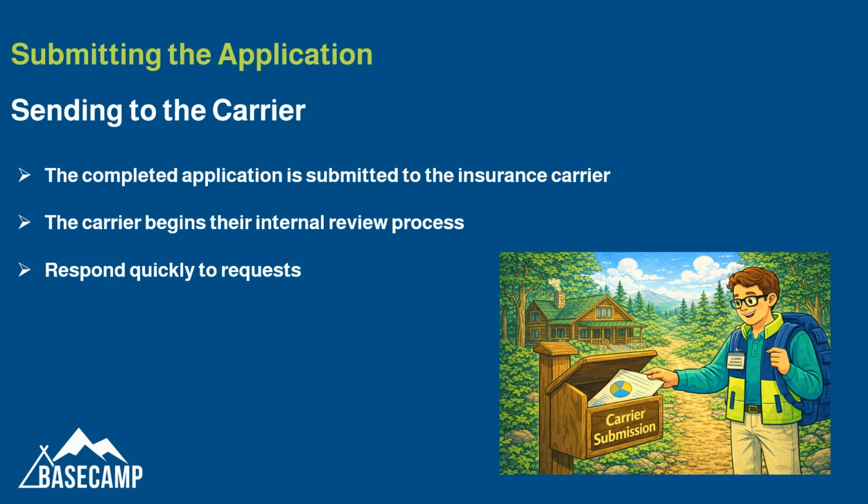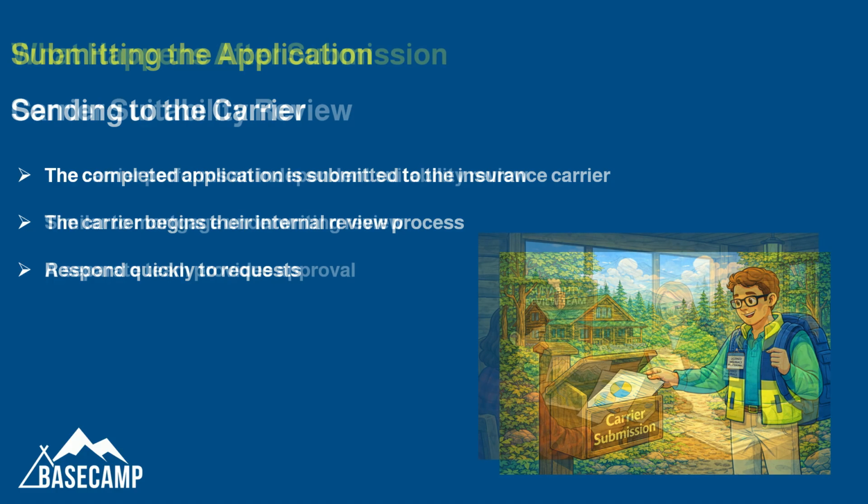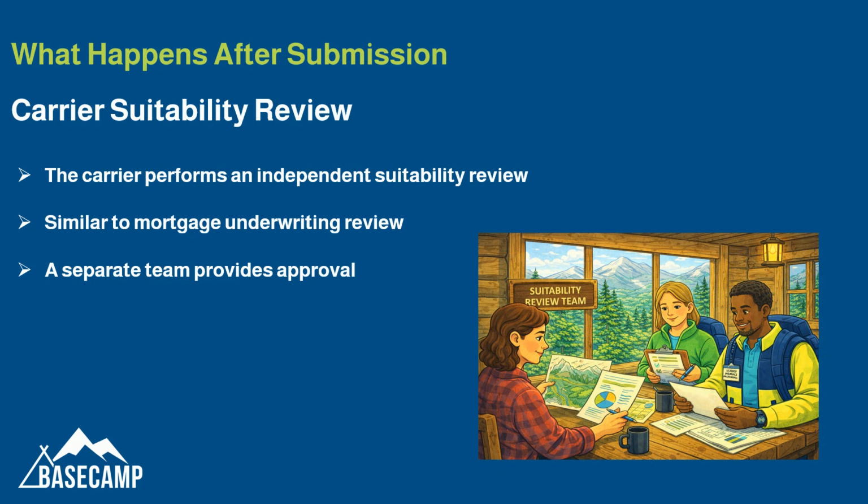The illustration on the slide reflects this step along the Basecamp trail. You can see the agent placing the application into a submission box labeled Carrier Submission, representing the moment when the documentation is officially sent to the carrier for review. At this stage, the application has moved from conversation and documentation into the carrier's review process. From there, the next steps typically involve evaluating the submission and continuing the process toward contract issuance if everything moves forward.